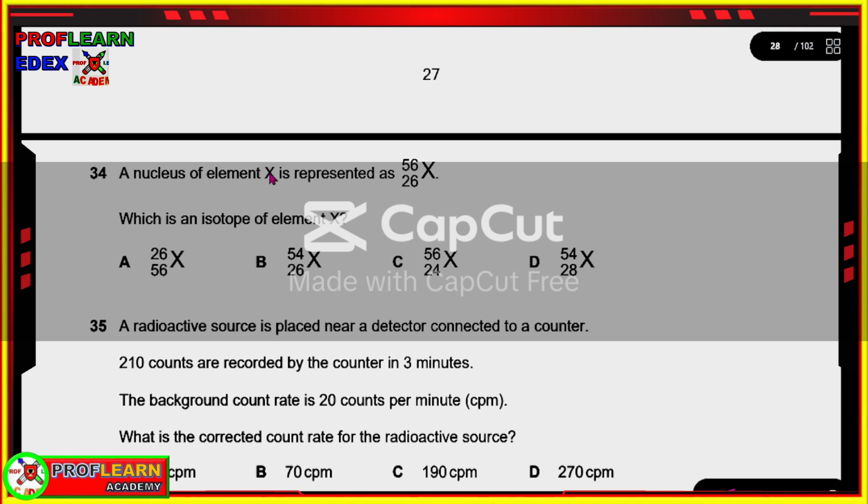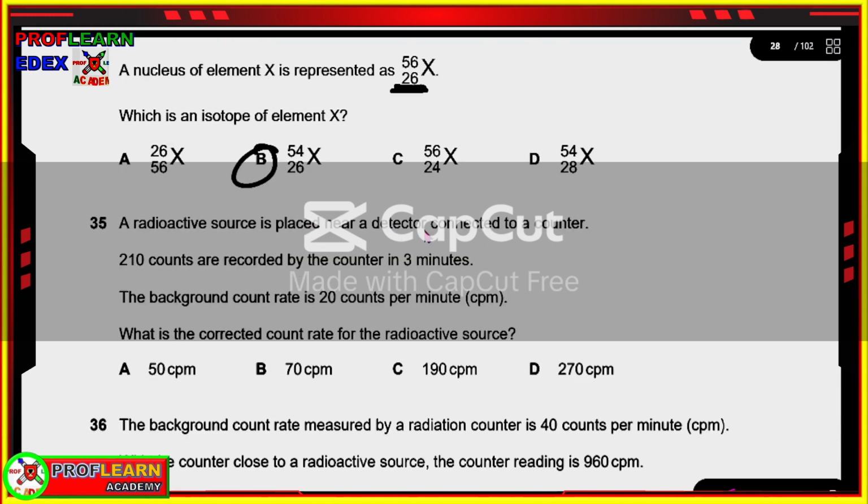The nucleus of element X is represented by 56 and 26, which is the isotope. Isotopes are atoms of the same element. So the same element will have the same proton number, but different mass numbers. So that is going to be B in that case. A source is placed near a detector connected to a counter, and 210 counts are recorded in 3 minutes. The background count is 20 counts per minute. What is the corrected count rate for this radioactive source?